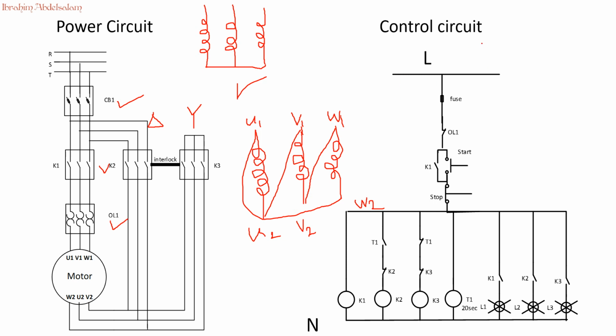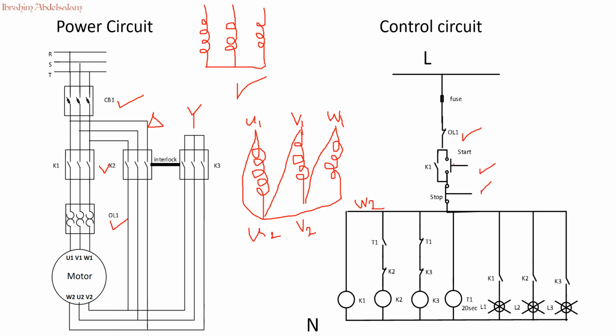Let's go to our control circuit, starting from the line to the neutral point. First we have the fuse and the overload signal. In case of overload, the overload will change its auxiliary contact from normally closed to open, so everything will stop. We have our start button and stop button, no problem.